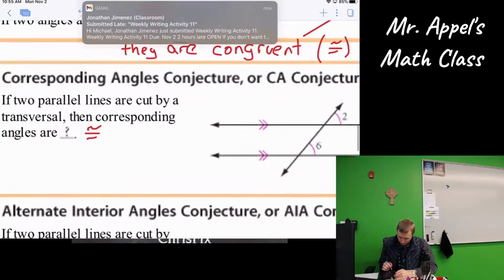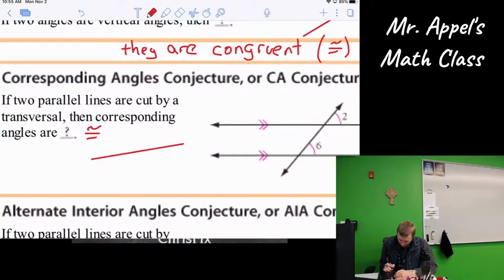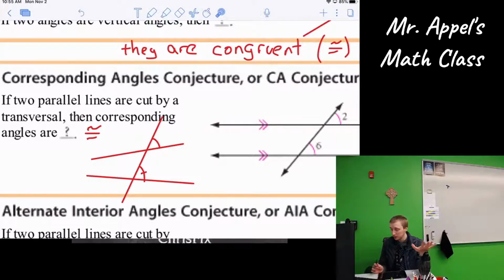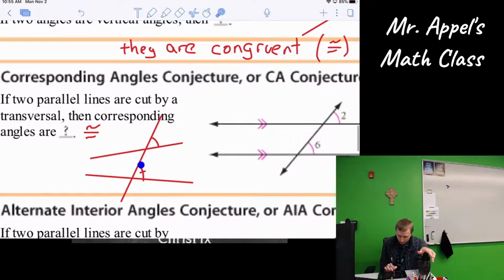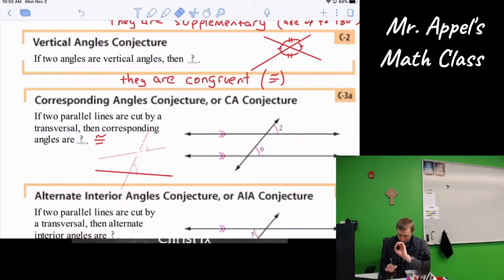Let me draw a quick little sketch in the middle here. If I had this line, that line, and the transversal here, these guys are corresponding angles. They are still in the same relative corner of the intersections. Here's intersection 1, this guy is in the upper right, here's intersection 2, upper right. But these two lines are definitely not parallel. Therefore, I cannot conclude that these angles are congruent. This only works if they are parallel. Keep that in mind.